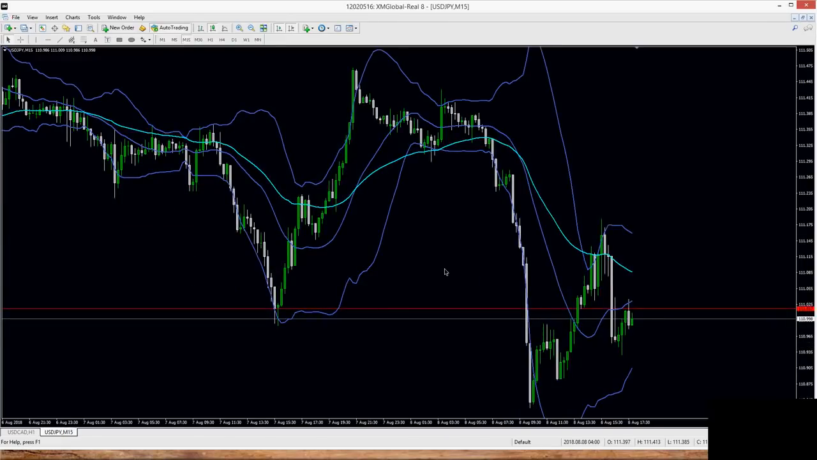So if you're trading on a daily basis right now, let's say, for example, you're scalping or trading intraday today, then it's probably a lot safer if you sell UJ because of the current trend.